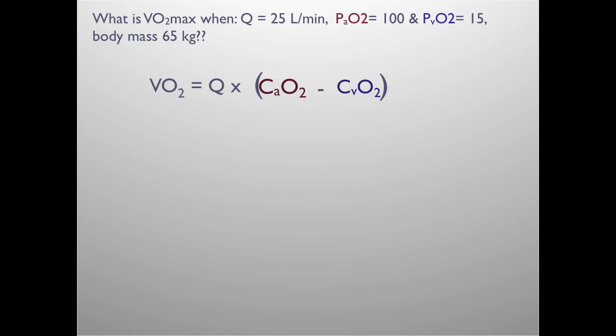So let's do an example. The question is, what is VO2 max when maximal cardiac output is 25 liters per minute? The PO2 in systemic arterial blood is 100, and the PO2 in the venous blood is 15. And they have a body mass of 65 kilograms.